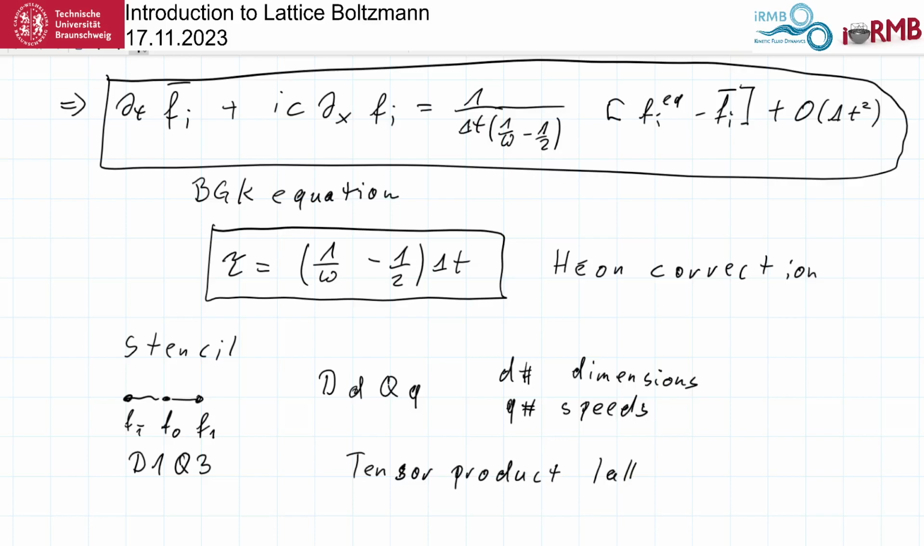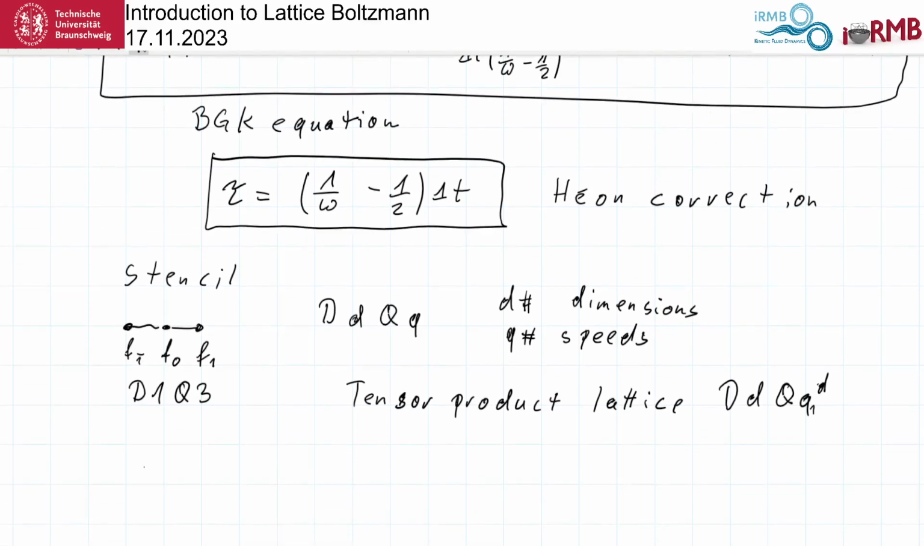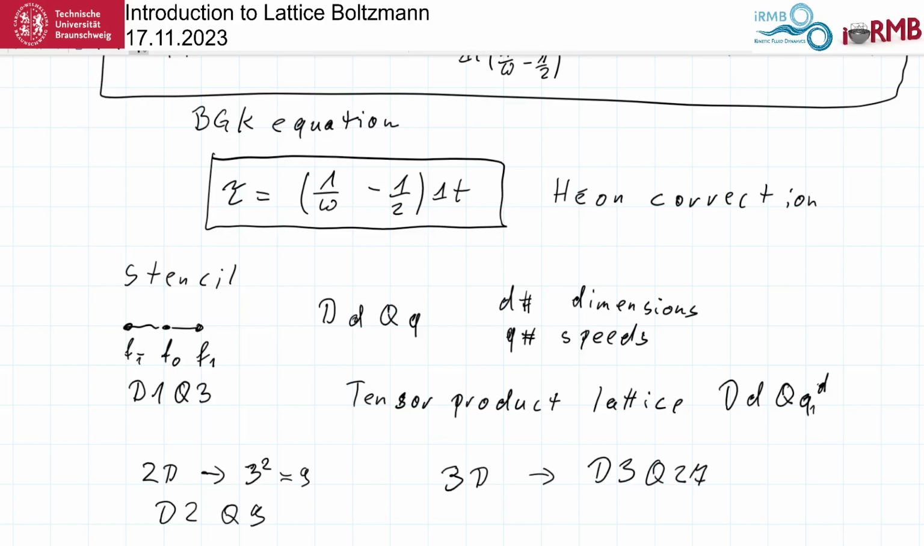product lattices that usually look like DQQ, so the one-dimensional Q by the power of D, and this is in 2D, where 3 by the power of 2 is 9, will end up at D2Q9, and in 3D we'll end up with D3Q27, and this is what we are going to use in the later lectures.